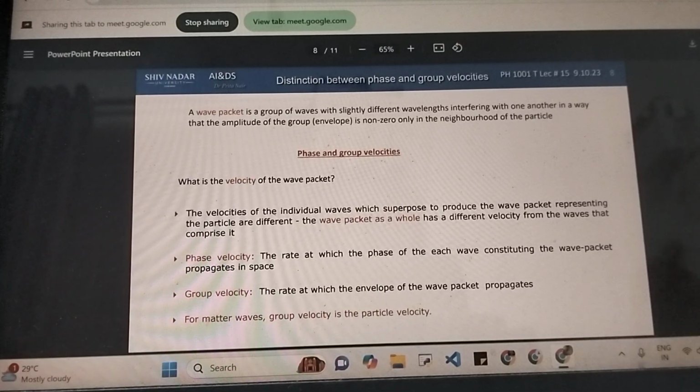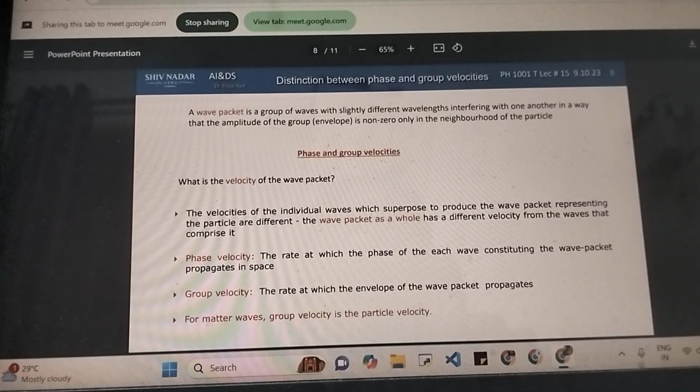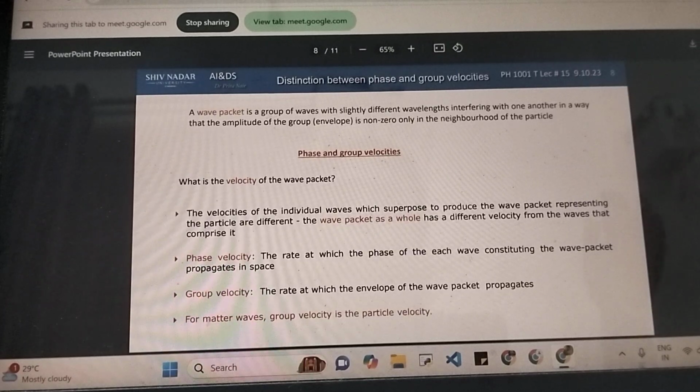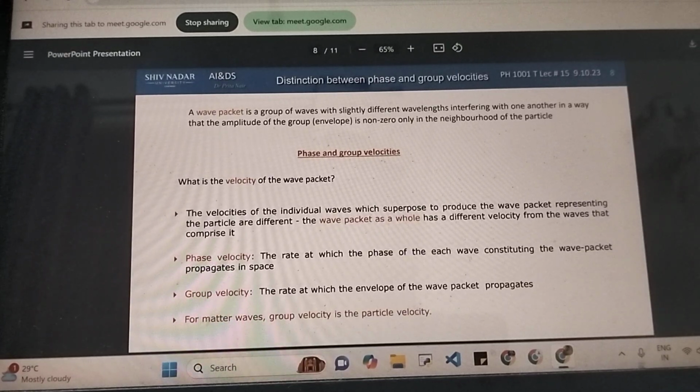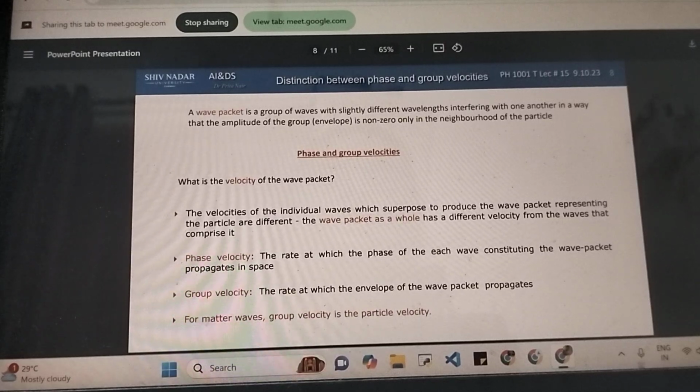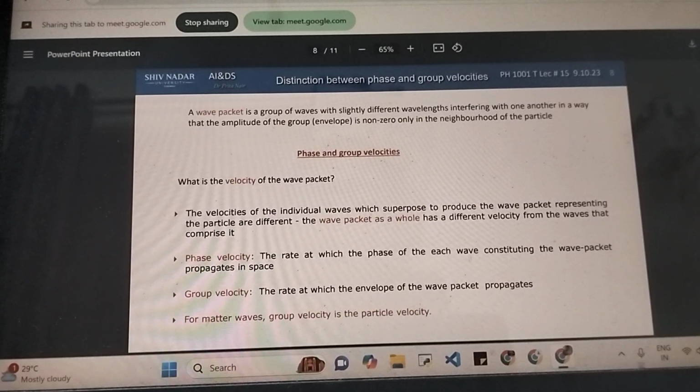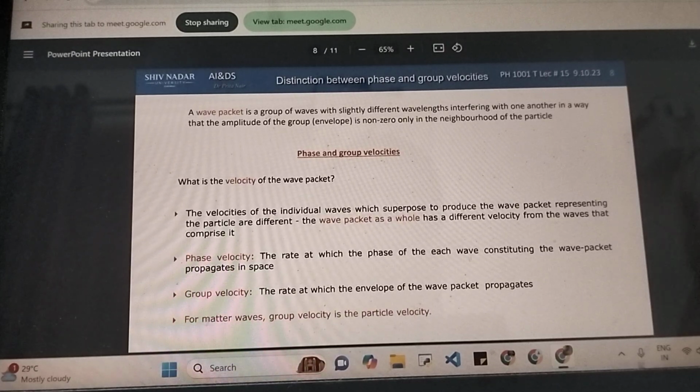So the phase velocity refers to the velocity of each individual wave which you took and superimposed, and group velocity refers to the final velocity of the superimposed wave packet, and group velocity is what we refer to as the velocity of the particle. In other words, I have 10 waves, I am taking them, superimposing them and forming an 11th wave, which I am going to call my wave packet.